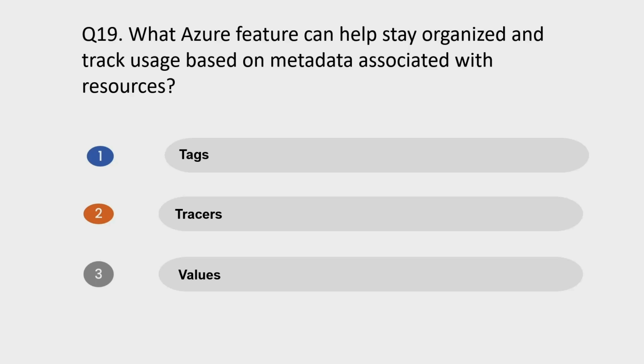Question number 19. What Azure feature can help stay organized and track usage based on metadata associated with resources? If you see the keyword metadata, then you can straight away select the answer as tags, because tags are the ones which are used to organize the resources, and we'll be able to track the usage. So this will be wrong answer. There is nothing called traces and values. This is also a wrong answer.